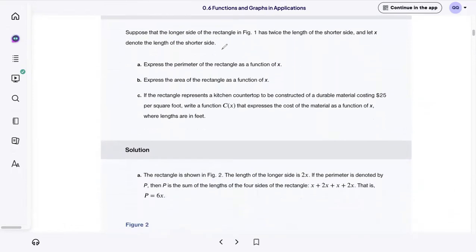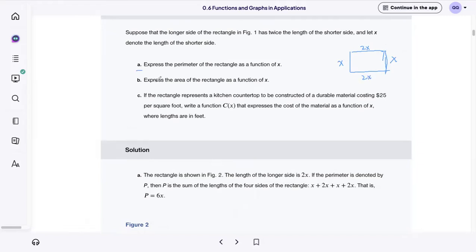Suppose the longer side of a rectangle has twice the length of the shorter side. Let's say the short side is x. Then the longer side would be 2x. So my rectangle is not so good, but this is x, this is 2x.